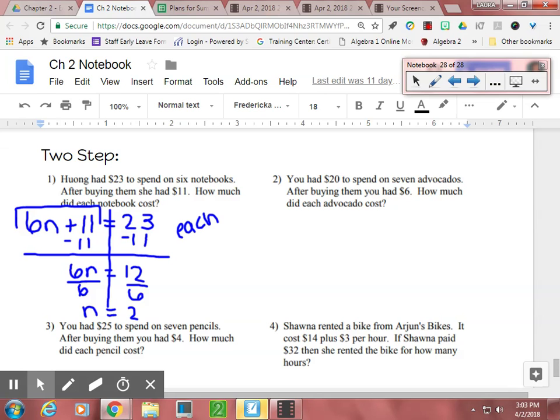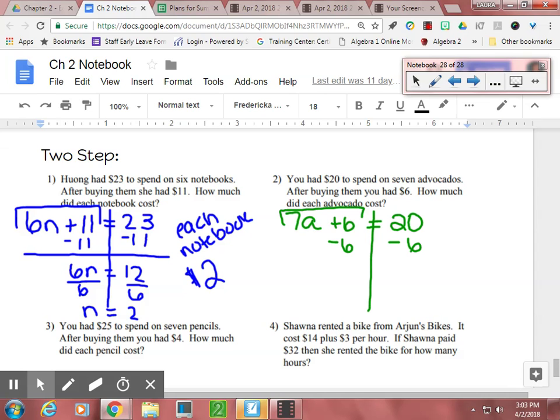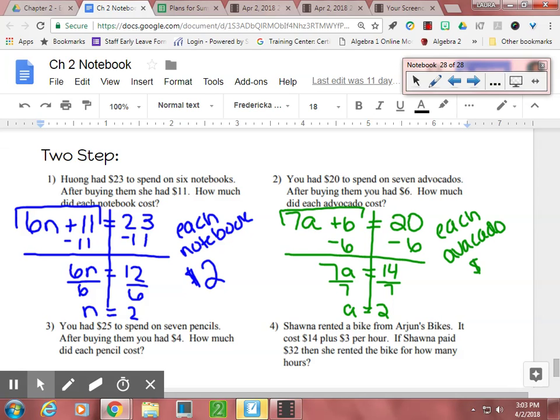Each notebook was $2. So remember, that's $2, not 2 then the $ sign. Okay, you had $20 to spend on 7 avocados, so 7a. After buying them, you still had $6. So again, this is the same as the last one, and you had $20 total for that. So solving for this, I'm going to subtract 6 and get 7a equals 14. Divide by 7, so a then is going to equal 2. So each avocado was $2.